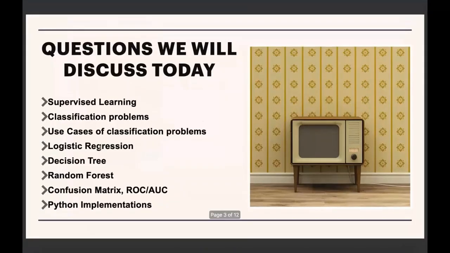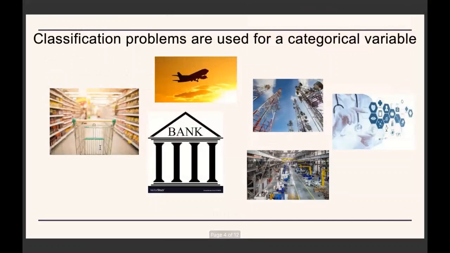First of all, we understand supervised learning problems. Supervised learning problems are where you want to predict a target variable based on the independent variables. So let's say you want to predict what my sale is going to be, what my revenue is going to be. That is a supervised learning problem, but it falls under the purview of regression problems. Classification problems are those where you want to predict a categorical variable.